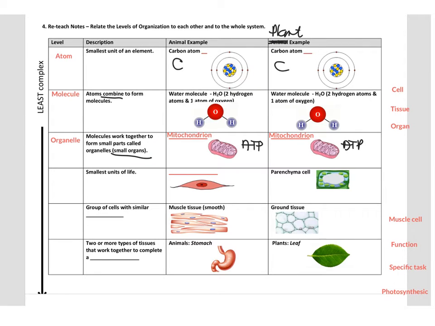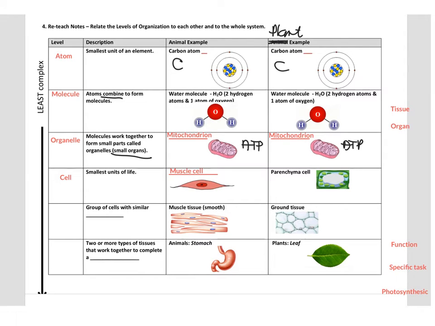The next level, which is more complex than an organelle, is called a cell. All living things are made up of cells. Cell is the smallest unit of life. An example of an animal cell is a muscle cell. A muscle cell has an ability to contract, which makes cells shorter, which causes the muscle to move.